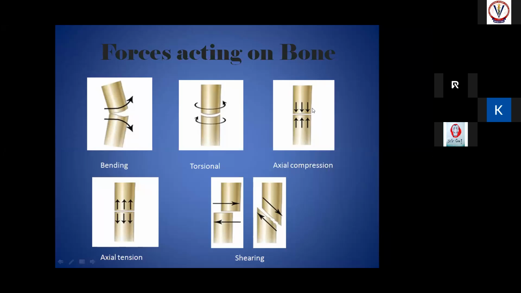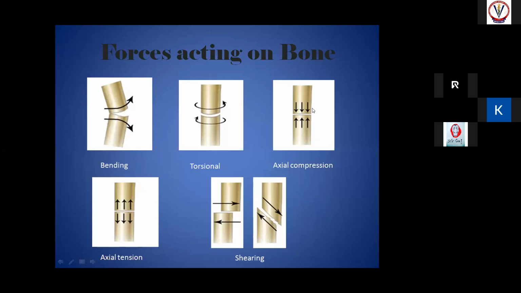Or there can be torsional forces. Torsional forces are nothing but rotational forces, where in the longitudinal axis of the bone, one aspect of the bone will rotate in clockwise direction, the other aspect of the bone will rotate in anti-clockwise direction. This we call rotational forces that act and result in certain type of fractures. The third force that acts on a bone is axial compression.